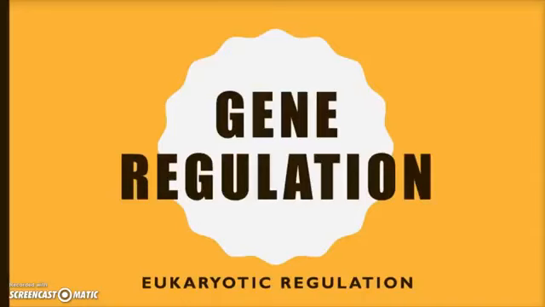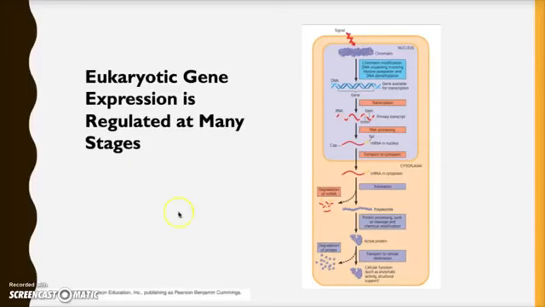Today I want to make a video about gene regulation in eukaryotic cells. The first thing I think is important to know is that eukaryotic gene expression is regulated at many stages, as you can see in this picture. So in this video, I'll focus on four major gene regulations happening in eukaryotic cells, which are chromatin modification, transcription initiation, post-transcriptional regulation, and post-translational regulation.